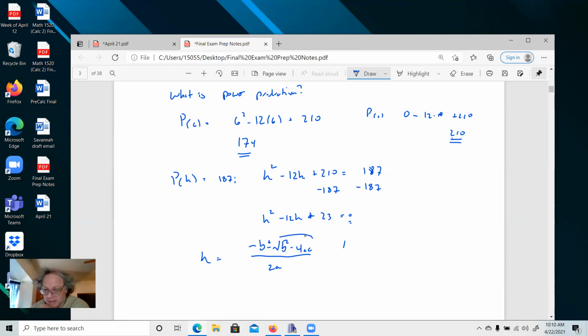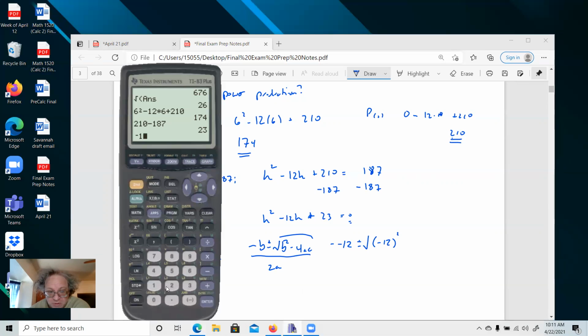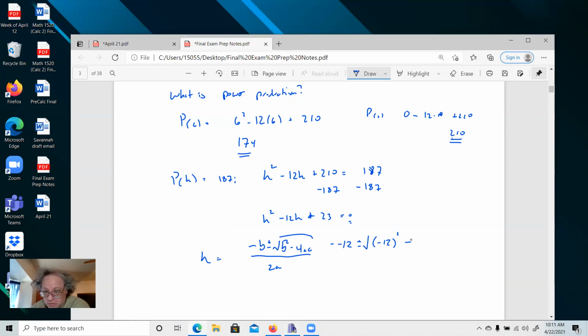We are going to have negative b, so that's negative 12, positive 12, plus or minus the square root of negative 12 squared. If you don't write the negative, it's not going to matter, because if you type negative 12 squared into the calculator, it's going to tell you negative 144. But you're smarter than your calculator, so realize that it's going to be positive regardless of what you put in there. 4ac, where a is 1 and c is 23, all over 2a, all over 2.